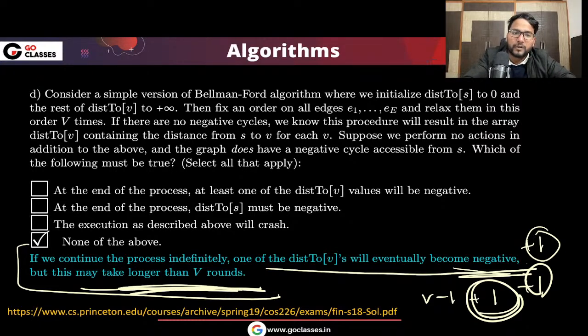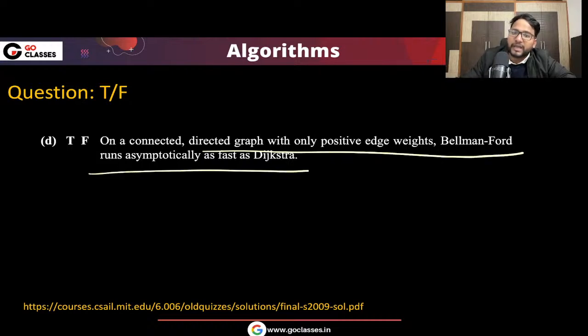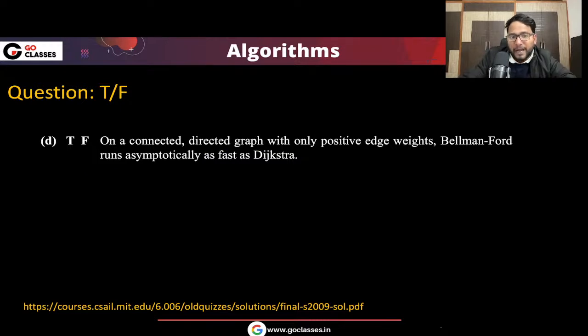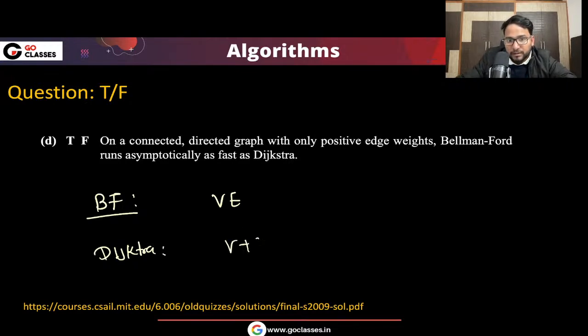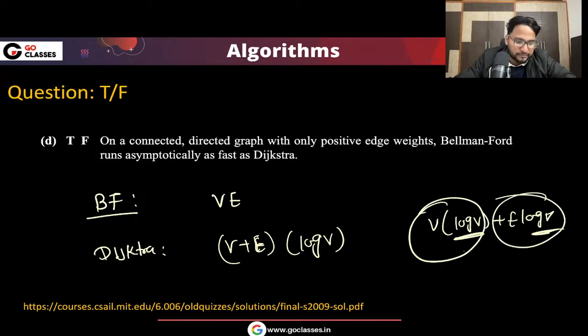Now let's just see this question. What they are saying: on a connected directed graph with only positive weight edges, Bellman-Ford runs asymptotically as fast as Dijkstra. So Bellman-Ford runs in V times E. Dijkstra runs in V plus E log V, right? I mean, basically V log V plus E log V. This is delete min, this is decrease key. V times you delete min, E times you relax the edges.